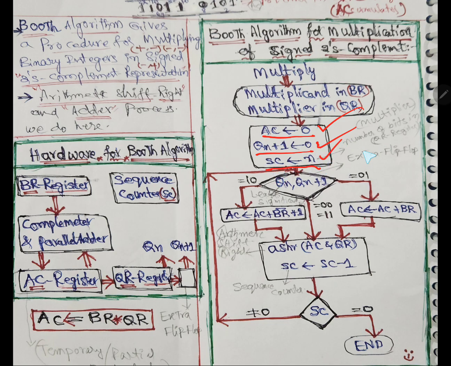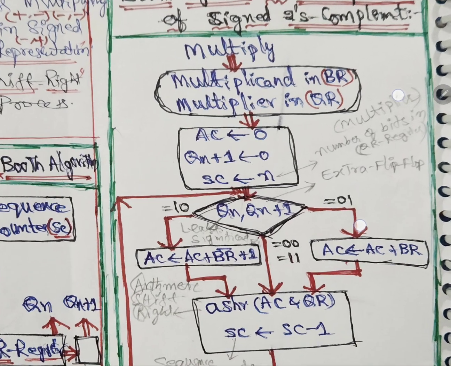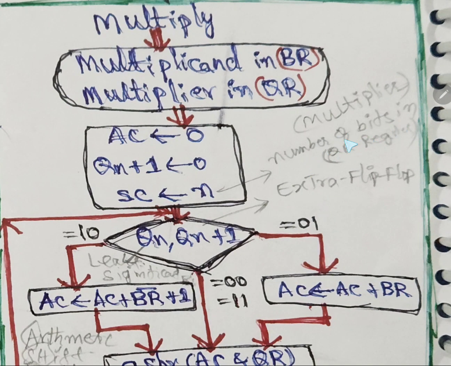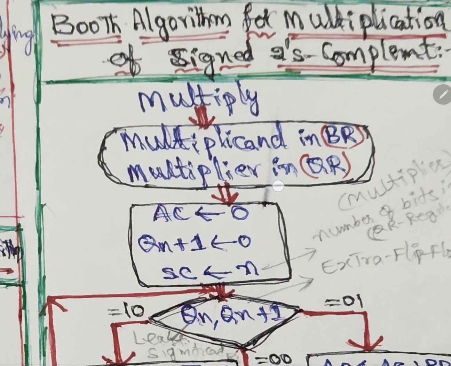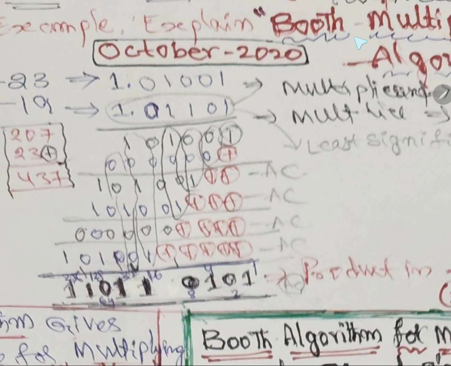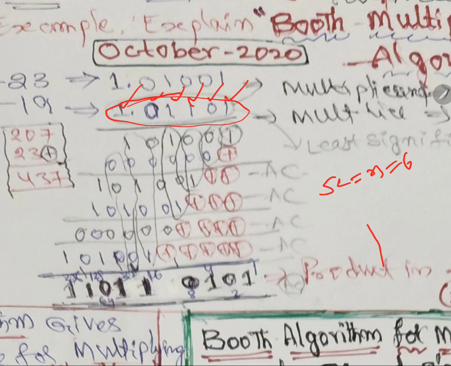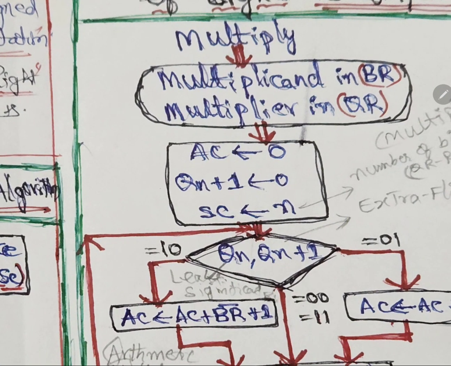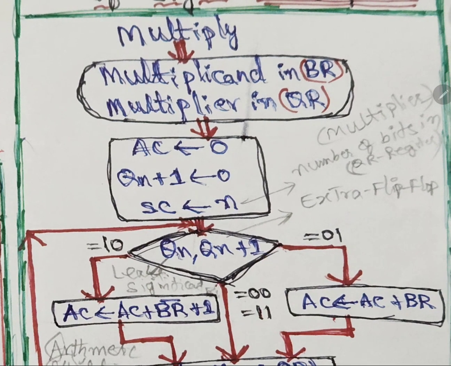The sequence counter is nothing but the number of bits in the QR register, the multiplier. I wrote the explanation with a pencil. See here, this second value is the multiplier. How many bits does it have? As I already told you, 1, 2, 3, 4, 5, 6. So sequence counter n equals 6, six bits in this example. Then that will be reduced one by one.